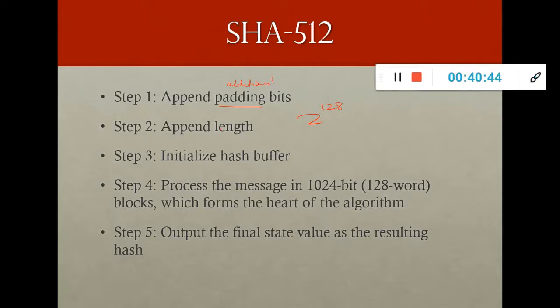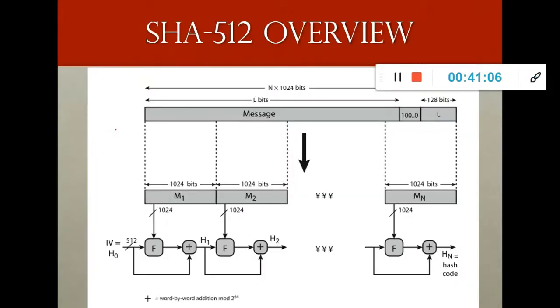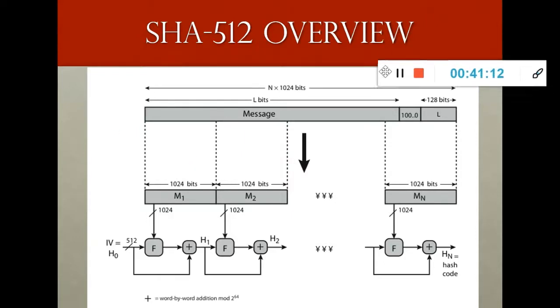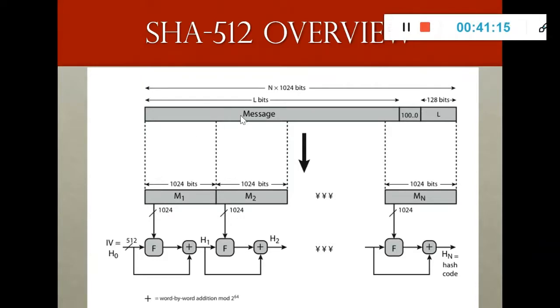And then you append the length with the original message. You initialize the hash buffer and you process the message in 1024 bit or 128 word blocks, which form the heart of the algorithm. So you have the output final state value as the resulting hash. First, you append the padding bits.